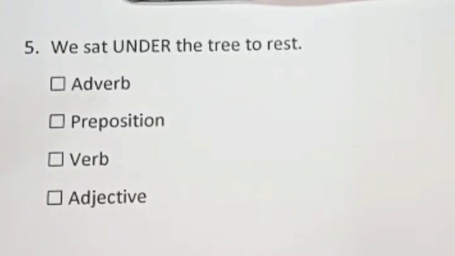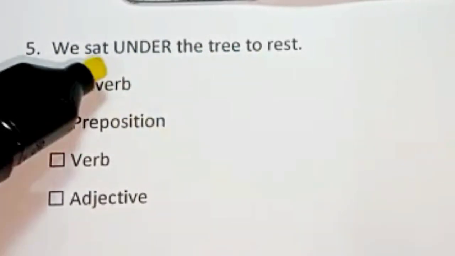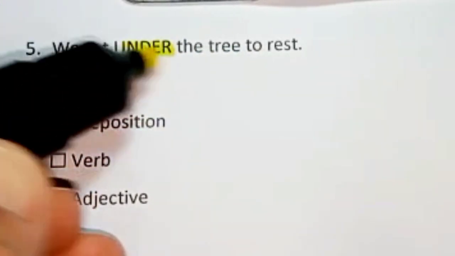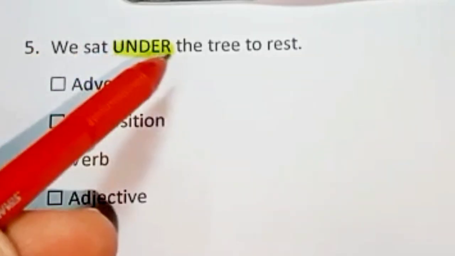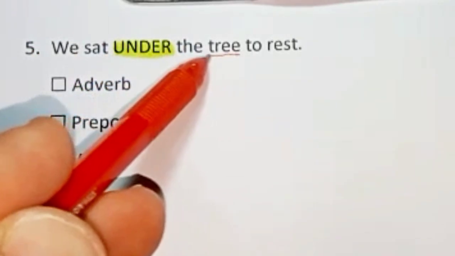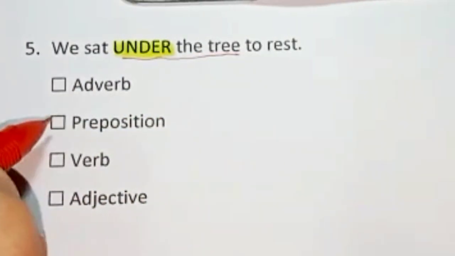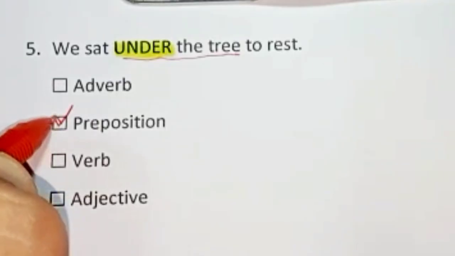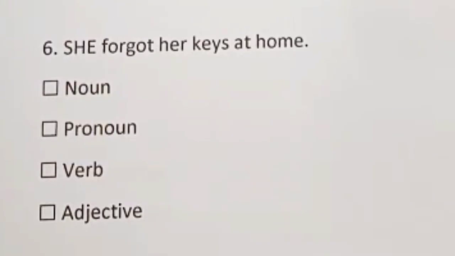Number 5, we sat under the tree to rest. We sat under, the target word is under. Under what? The tree. Why? To rest. Is it an adverb, preposition, verb, or adjective? Under the tree. Tree's place. And the right option is preposition. Very good. It's preposition of place. Well done.